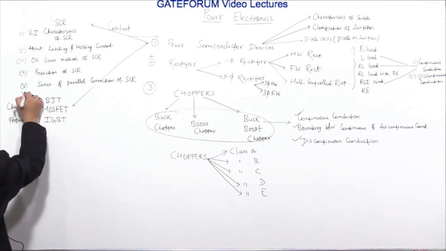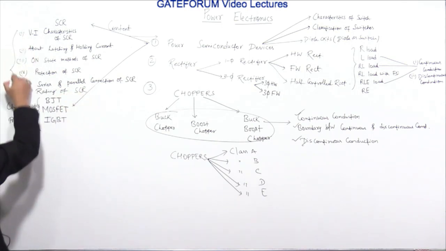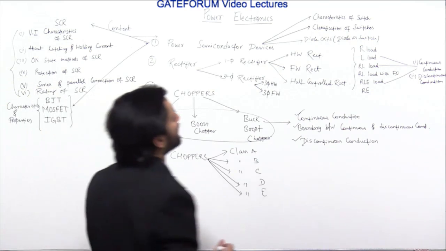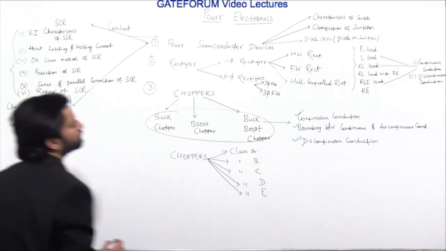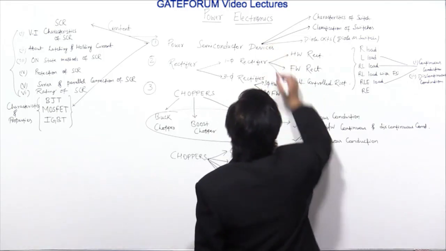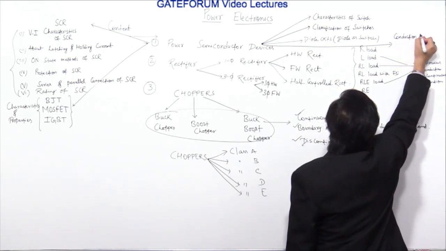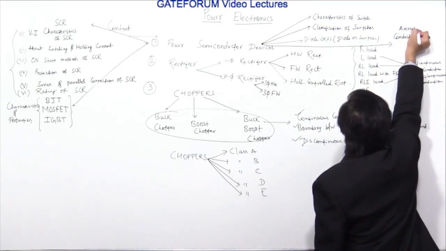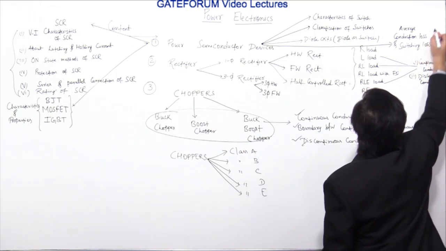Okay, here one more thing we'll discuss, that is called rating of SCR. So when we cover this 6 part in this, and this 3 part, and some characteristic of switches, classification of switches, then we'll also discuss conduction loss, average conduction loss, and switching loss. Because numericals are asked from this area.